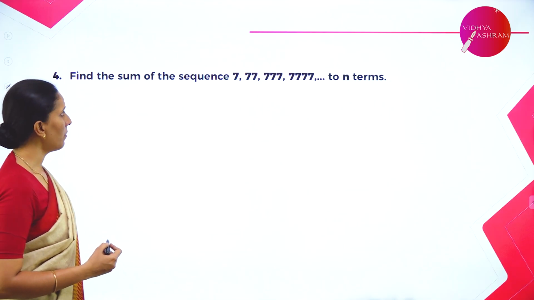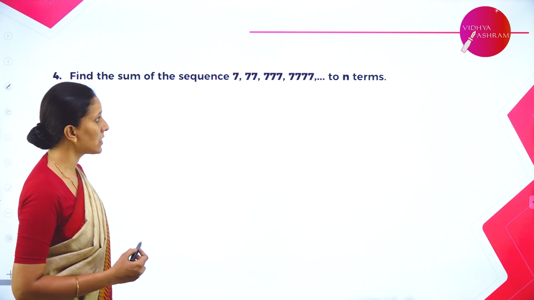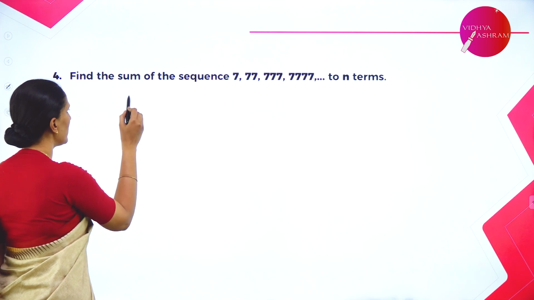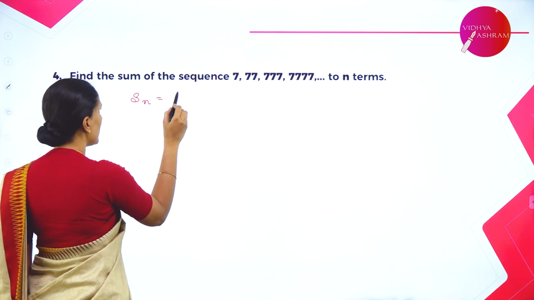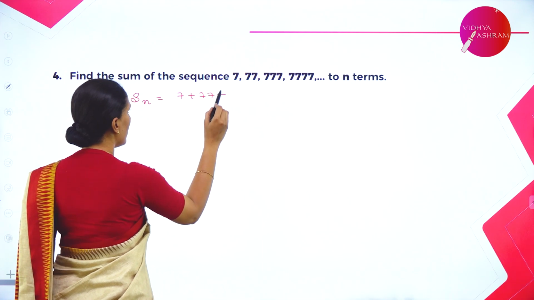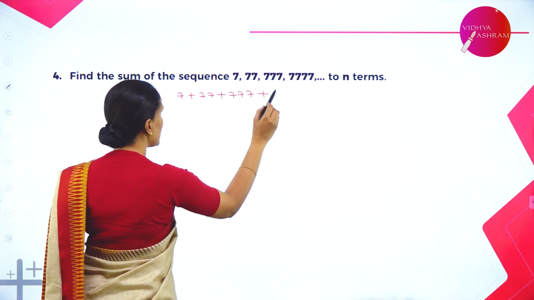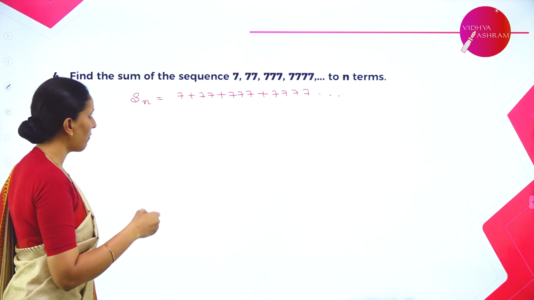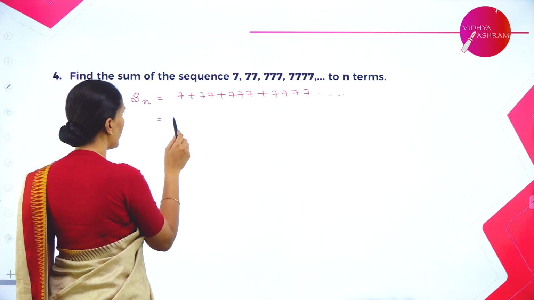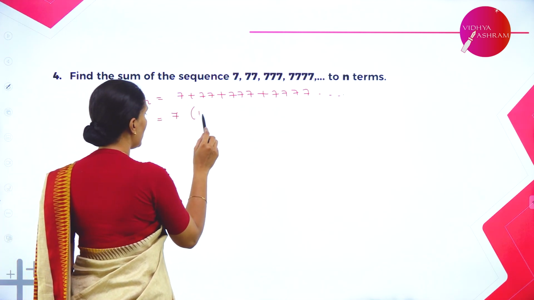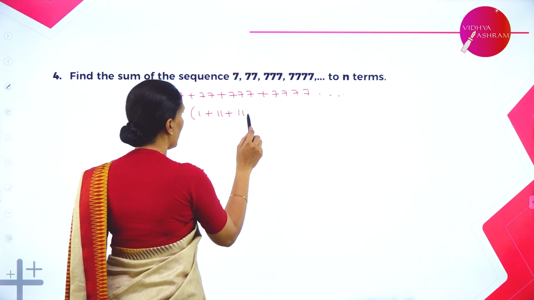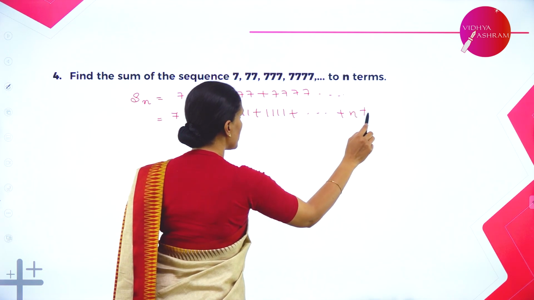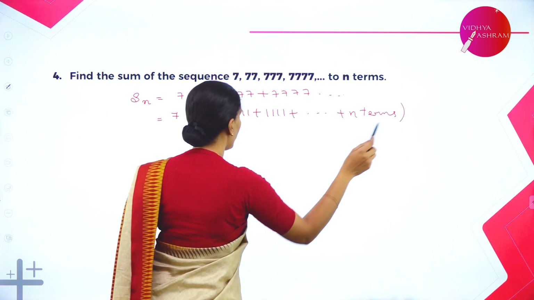Next, find the sum of the sequence 7, 77, 777, 7777 up to n terms. Let us take the sum of the sequence as Sn. So this is 7 plus 77 plus 777 plus 7777 up to n terms. Now to solve this, we'll follow a method. Observe carefully. We'll take 7 outside. Then here I'll get 1 plus 11 plus 111 plus 1111 etc. up to n terms.